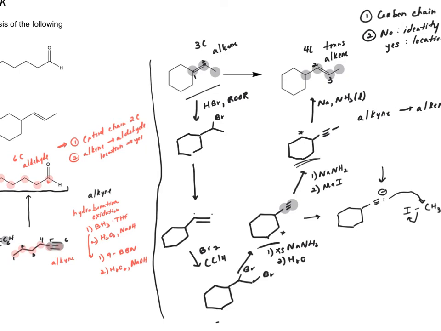We specifically need the Hofmann product, not the Zaitsev product. And so because of that, we're going to have to use our bulky, sterically hindered base. So this is tert-butoxide, and that would give us our product.